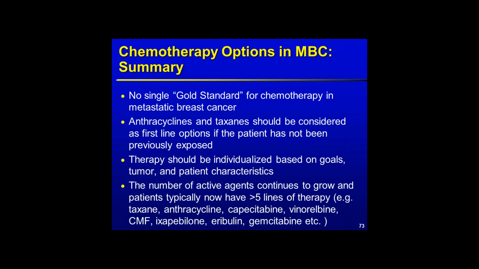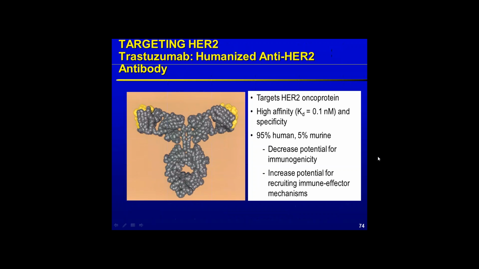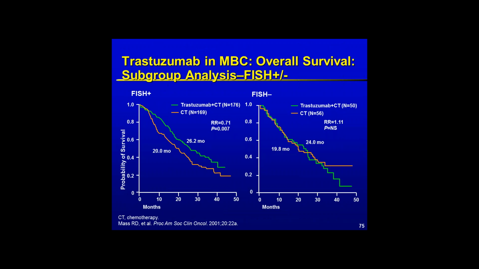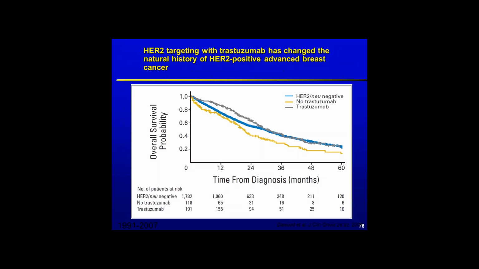Usually anthracyclines and taxanes should be used as the first-line option. The therapy should be individualized based on the goal, the tumor, and the patient characteristics, and we use many lines of therapy now. We have trastuzumab for HER2-positive breast cancer, which is a monoclonal antibody. This is the first trial that showed that trastuzumab works in a targeted group of patients, those that have HER2 overexpression, but didn't do anything in women who had HER2-negative disease in this study, as shown by FISH negativity.